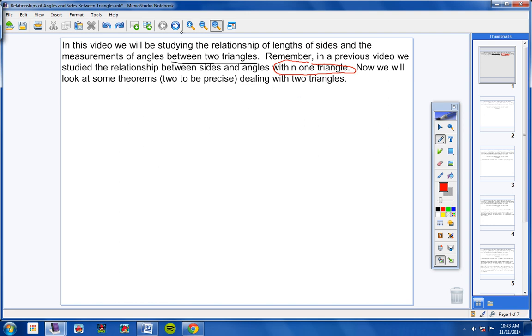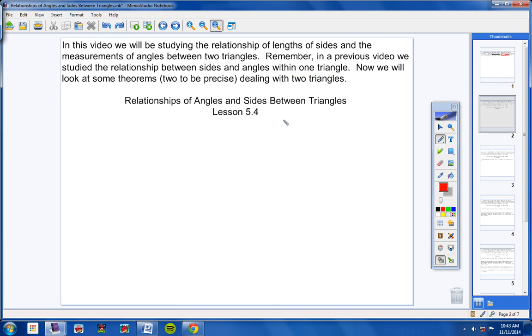All right, here we go. Your heading today is relationships of angles and sides between triangles. Okay, it's a long heading, so please copy that down. Relationships of angles and sides between triangles. Lesson 5.4, and be sure and include today's date.